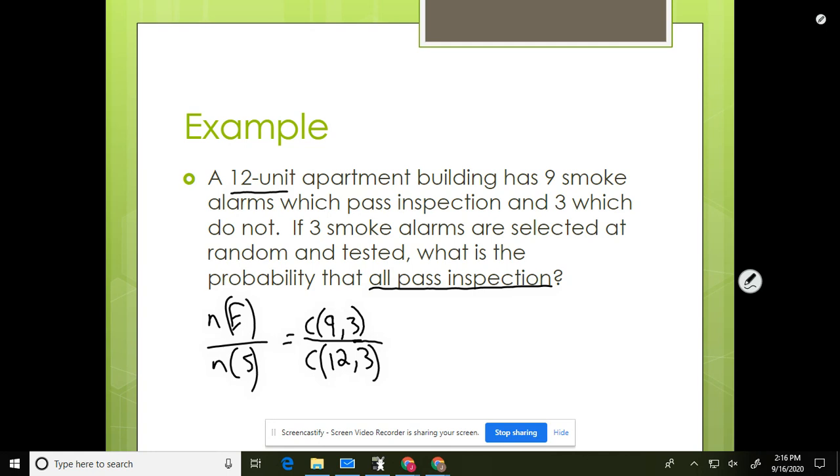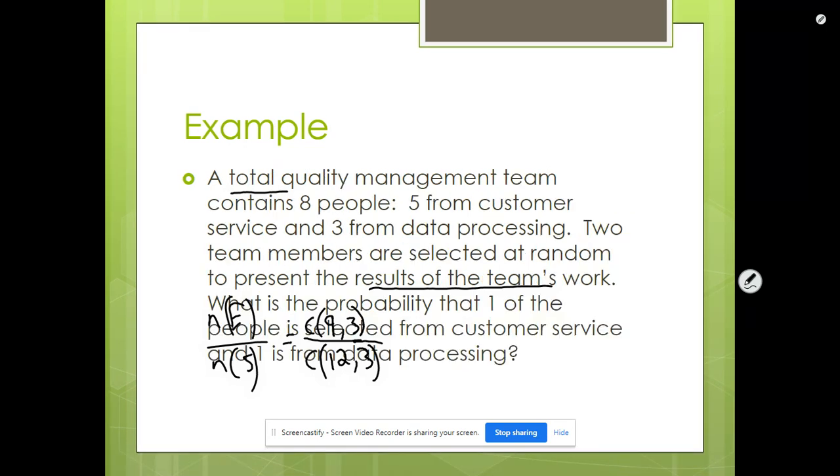We've got enough of that. Again, how many ways can we select from our 9 that work, divided by how many ways you can select from all of them. Right. Different example.